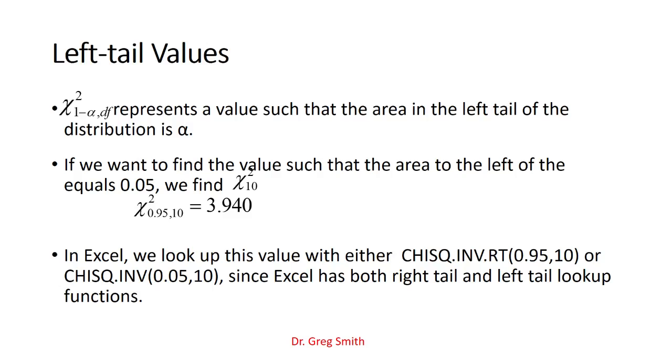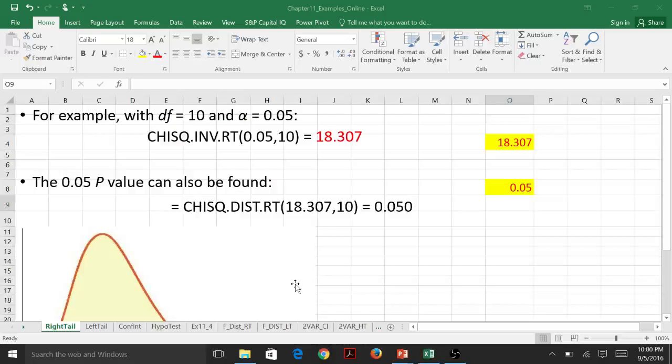Left tail, what we do is, instead of having alpha, it's 1 minus alpha. So if I said alpha was, say, 5%, now in the left tail, I'm going to say 0.95 and 10 degrees of freedom. You could use the right tail function and put in the 0.95 as it's showing here. You could do CHISQ.INV.RT of 0.95. That's actually going to flip it back. Or, while Excel doesn't do this, it's implied that the left tail, CHISQ.INV, nothing after it, CHISQ.INV of 0.05 and 10, gives you the left tail.